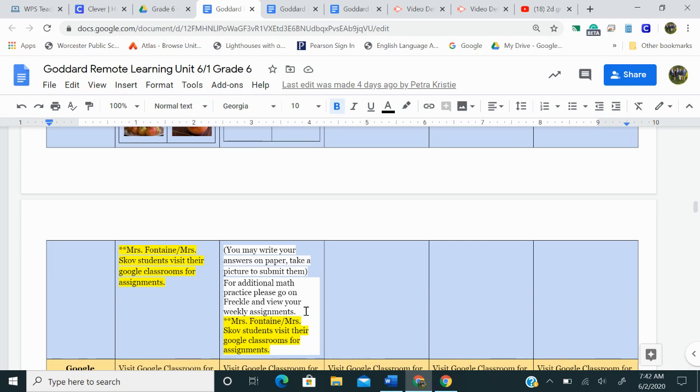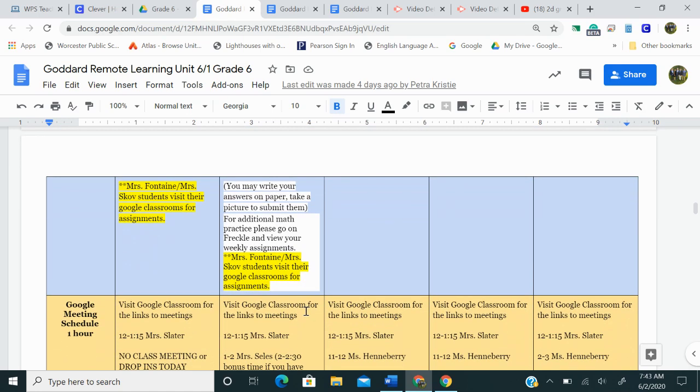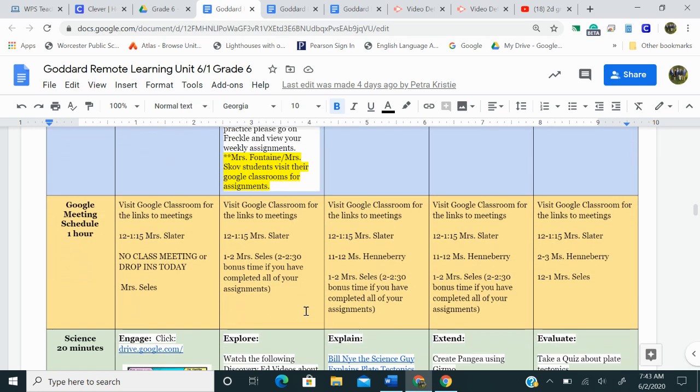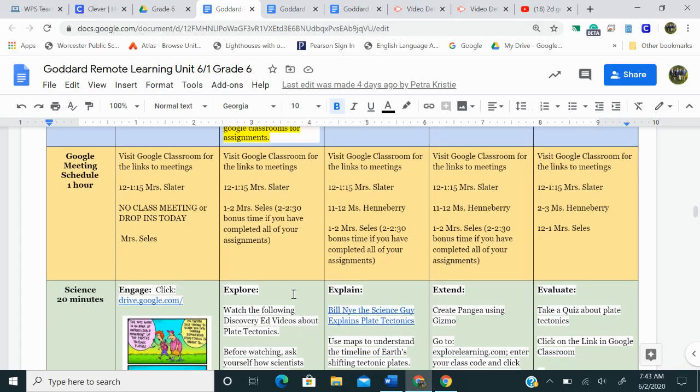For additional math practice, go on to Freckle and view your assignments. Mrs. Fontaine and Mrs. Scove students, visit their Google Classrooms for assignments. Here are your meeting times for the day.